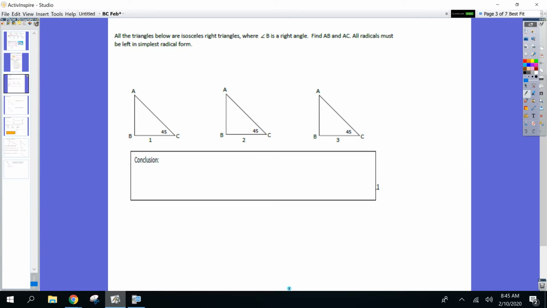Okay, let's jump right into it with your group. Everyone see the 3 triangles I provided for you. First thing, I'm telling you that they are what type of triangles in the directions? They're isosceles. There's a right angle at B, so plop your right angle symbol at B.